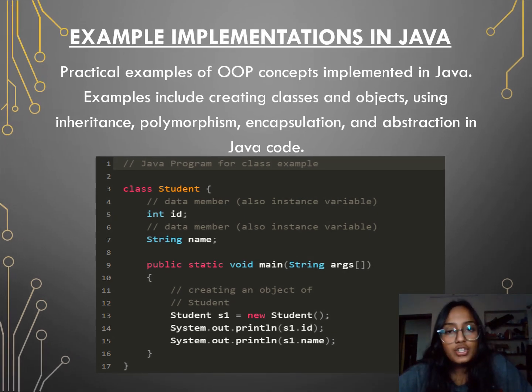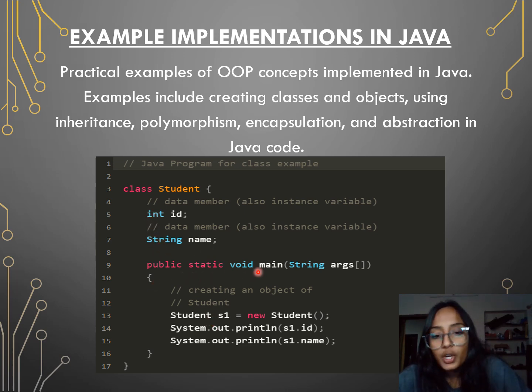Example of implementation of OOPS in Java. Practical example of OOP concepts implemented in Java. We have an example of creating a class and object here. Here the class that we have created is Student. Integer id, that id is a variable that we are using. String name is also a variable. Int and String are data types.